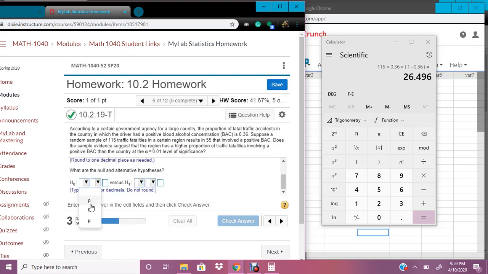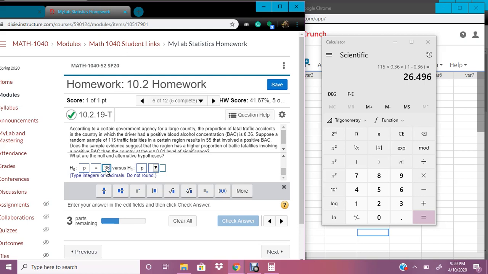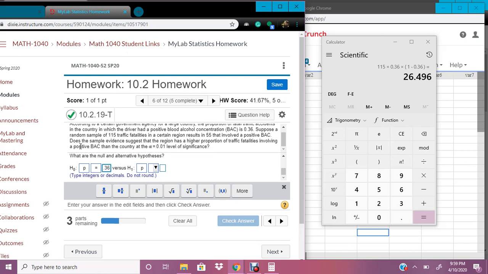So we're talking about proportions, so these are both going to be proportions. And then our null hypothesis is always equal to, and this is our p, or 0.36, so that's what we're going to put here, because that is what they found originally. And so now we're looking back at the data, and we're wondering if it says, does the sample evidence suggest that the region has a higher proportion of traffic fatalities involving the positive BAC than before? And so it's greater than is what we're looking at, as if the proportion is higher.